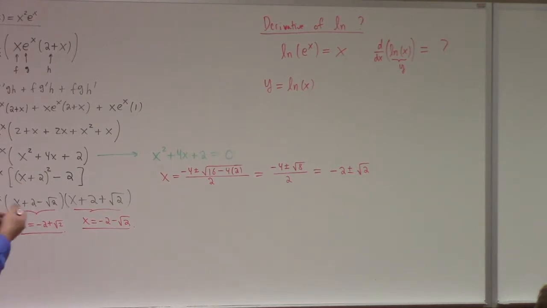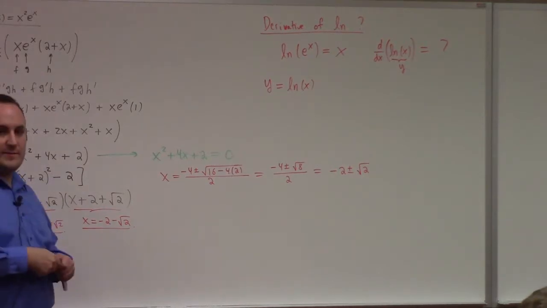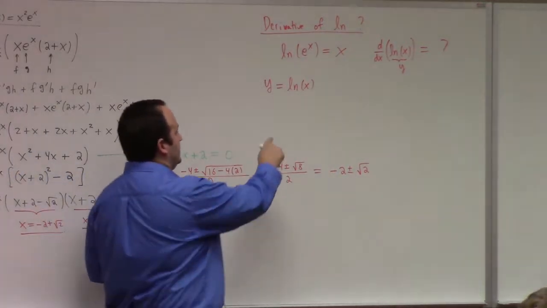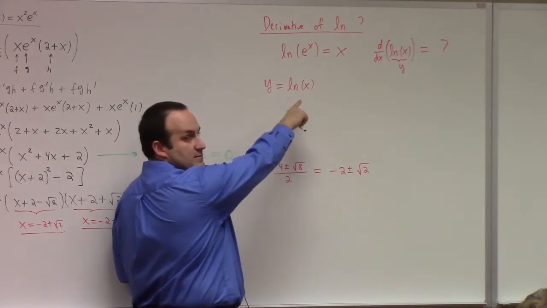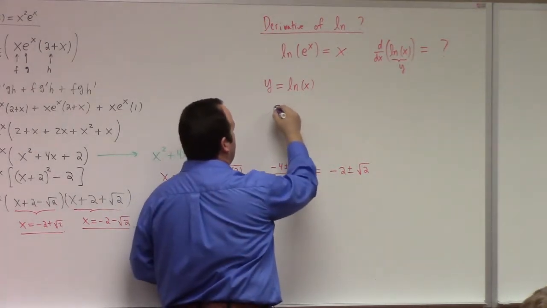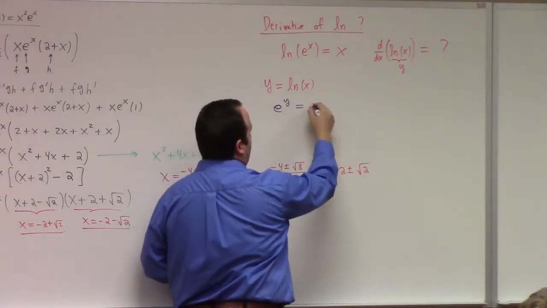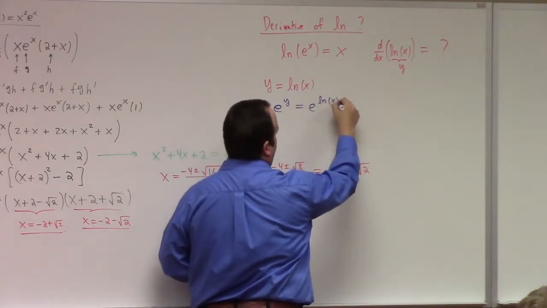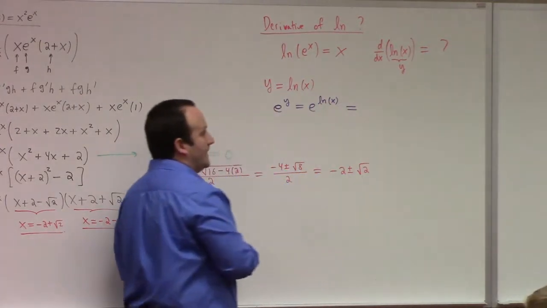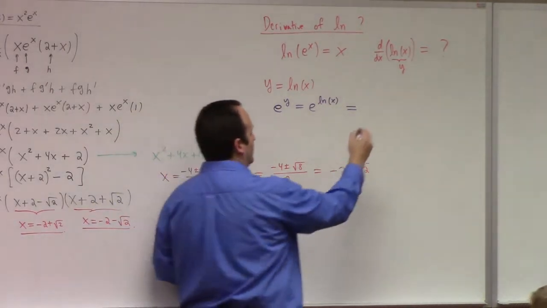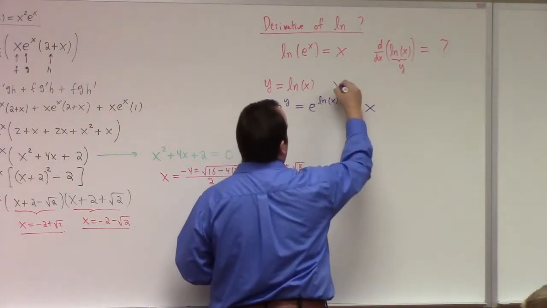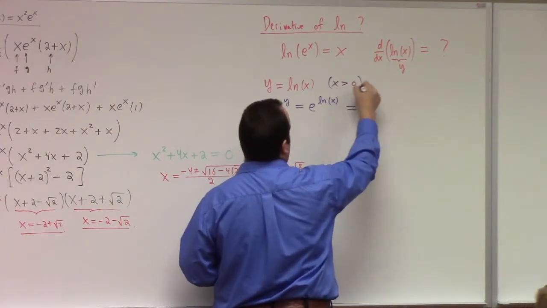Since we don't know how to differentiate this, let's change it to something we do know how to differentiate. In other words, let's convert it to an equation about exponentials. Take this equation here and exponentiate it. That gives you e to the y equal to e to the ln x, which is what? x, right. Now here I'm assuming that x is positive, all right?